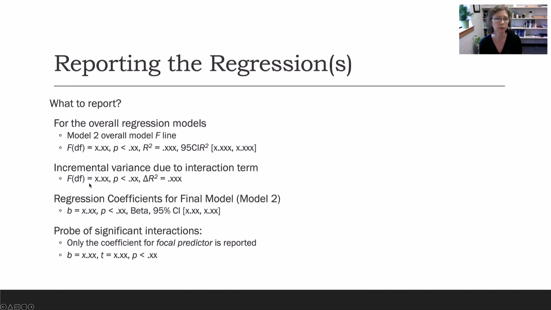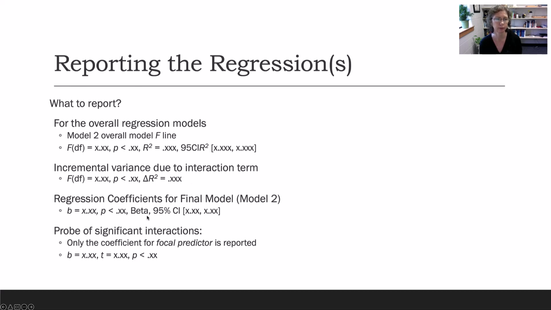You'll also want your incremental variance that was added into that model by adding in that interaction term. So like your hierarchical regression, you have one step from model 1 to model 2 where you have a partial F test, and you would have the estimate, the significance, and the change in R squared.